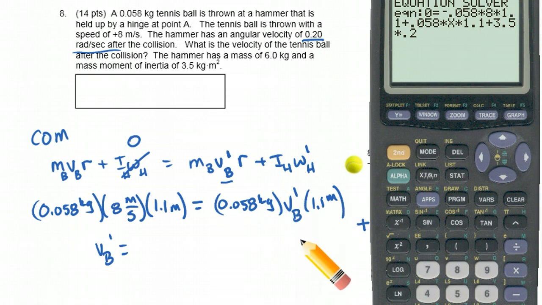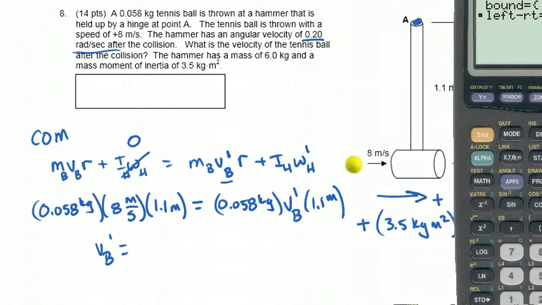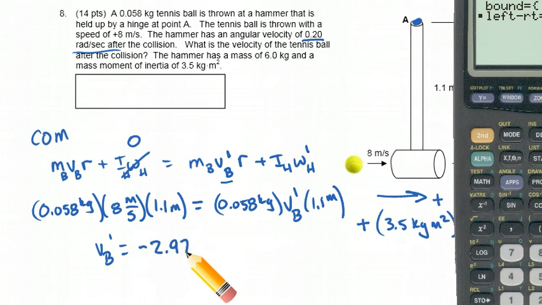Okay, 0.058 times 8 times 1.1, 3.5 times 0.2. So let's solve again. Minus 2.97. Okay, again, units are meters per second. Minus 2.97 meters per second.